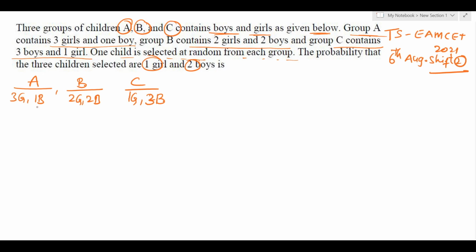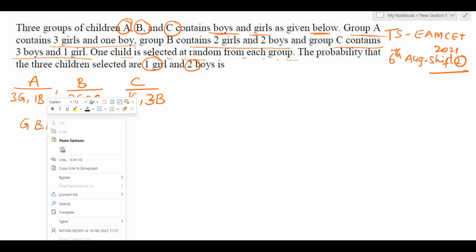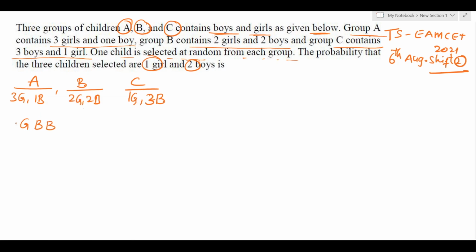So from group A we are selecting a girl, from group B a boy, and from group C a boy, because we need 1 girl and 2 boys. This is the first selection. In the second, from group A we select a boy, from B a girl, and from C a boy. And the third selection is boy, boy, girl.